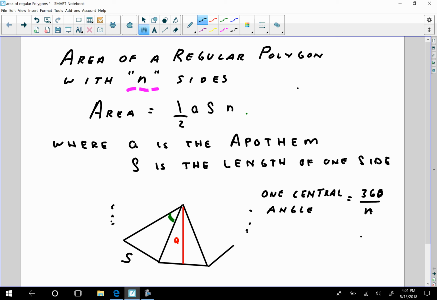But we're going to use the fact that if I have n sides, I want to look at the measure of one of those angles. However many sides we have, we're going to have multiple isosceles triangles within that regular polygon. And what I need to know, because every regular polygon can be inscribed in a circle, is that the measure of one of these central angles is always going to be 360 divided by n. We're going to use this fact later on in our examples.